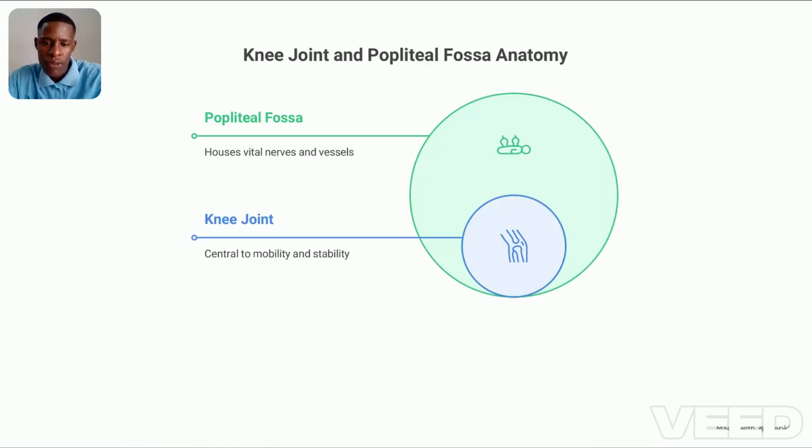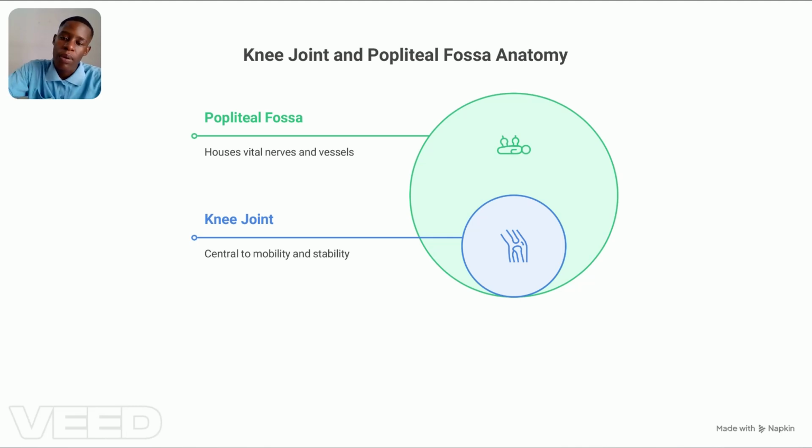If we take a look at this picture, the blue portion is the knee joint in front of our leg, and behind our leg there is a diamond-shaped hollow behind the knee joint. This area is called the popliteal fossa, and it houses vital nerves and vessels. We'll look at that after we've looked more into the knee joint.